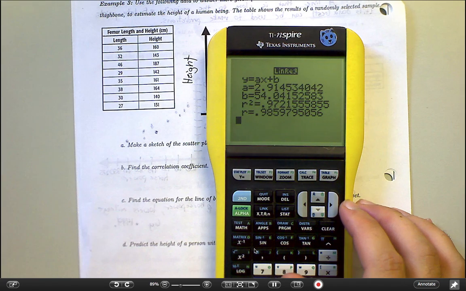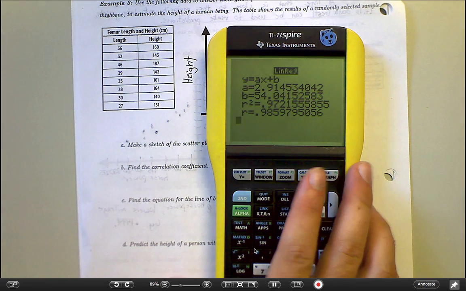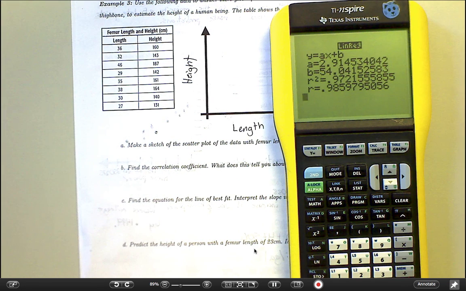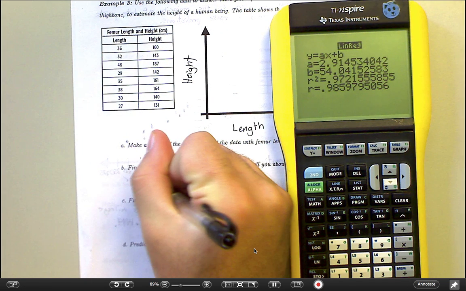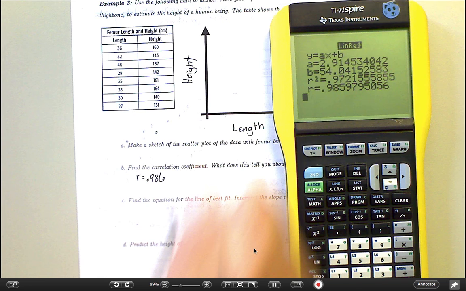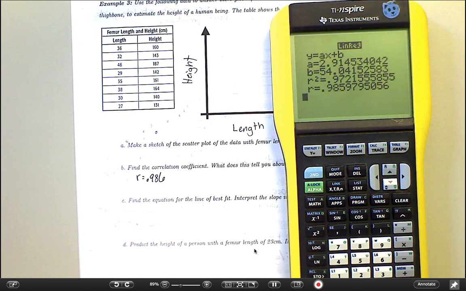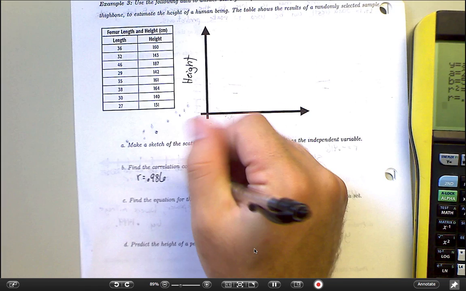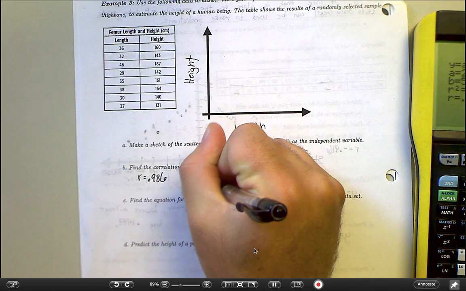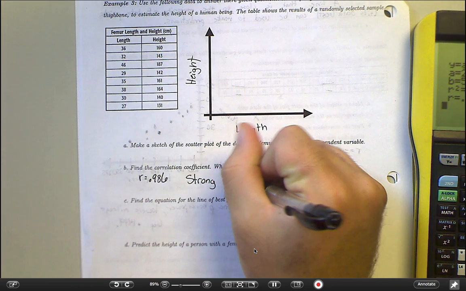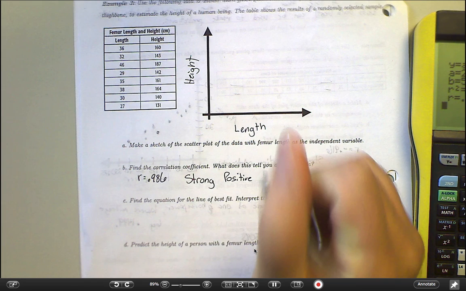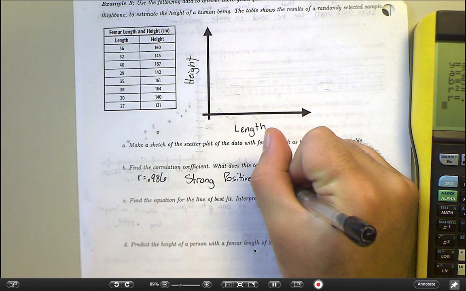At this point, we're going to use these values. I'm going to ask for my correlation coefficient here. R is going to be 0.986 if I round the 5 up, which is pretty good. That's pretty close to 1. So I'm going to say that this is a strong relationship, and it is positive, because that is a positive R value. So this is a strong positive relationship.